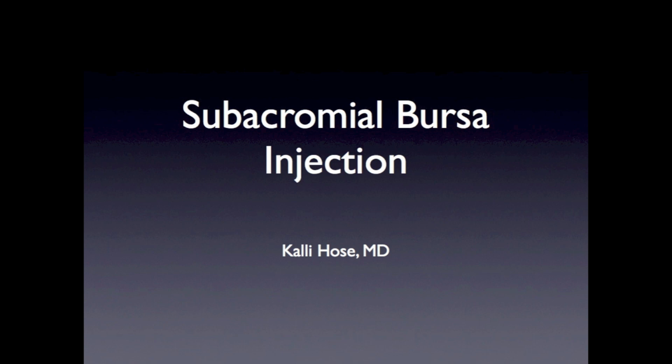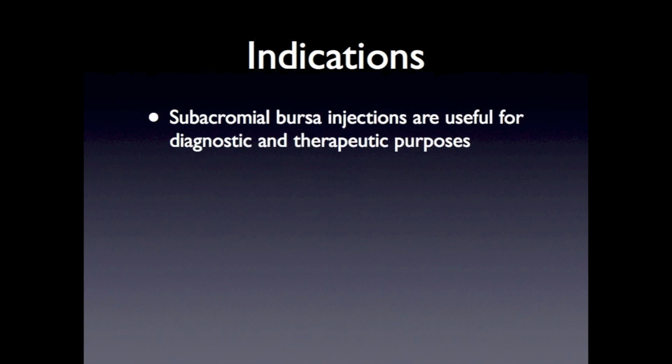Today I'm going to discuss how to perform a subacromial bursa injection. Let's start with the indications. Subacromial bursa injections are useful for diagnostic and therapeutic purposes. The injection can help you in the clinic to determine if a patient has true rotator cuff weakness or weakness due to pain, since their physical exam might improve after the lidocaine kicks in.